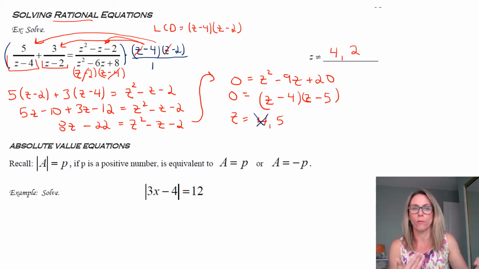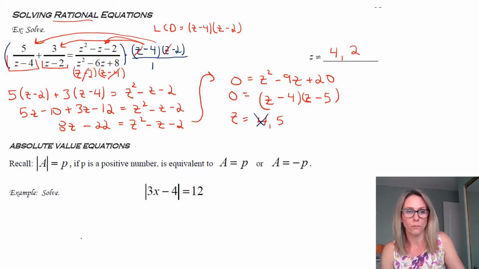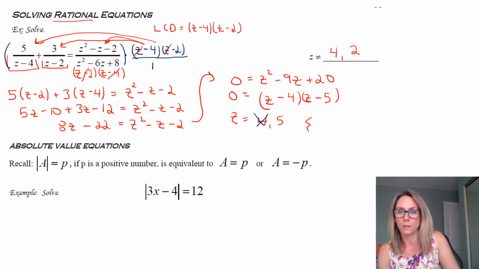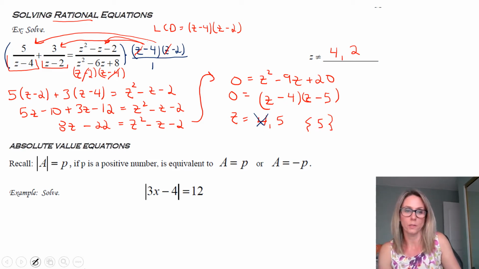You get 5 over 0, excuse me. That's not a thing. So 4 cannot be a solution for us. So that means that the only solution that we have is just 5. 5 is our only solution. My brackets just get horrendous.